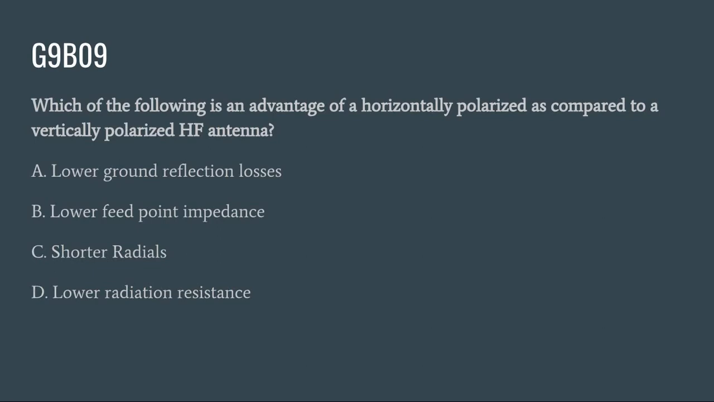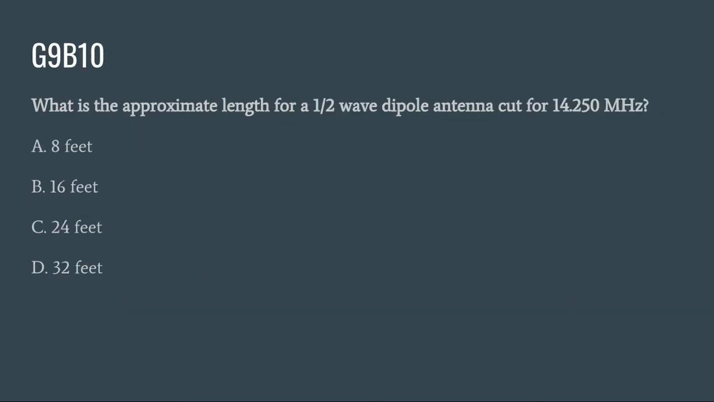G9B09, which of the following is an advantage of a horizontally polarized as compared to a vertically polarized HF antenna? A, lower ground reflection losses. B, lower feed point impedance. C, shorter radials. Or D, lower radiation resistance. Correct answer A, lower ground reflection losses.